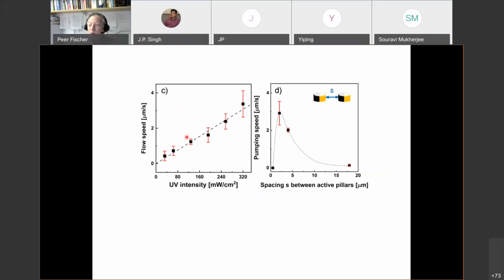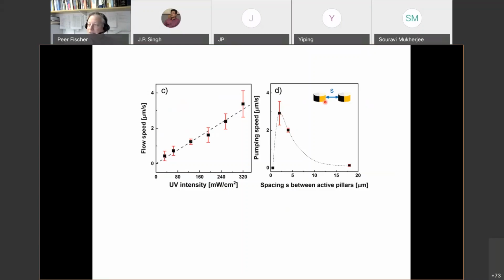So you get more flow because you have more reactions taking place, and that means more fluid flow. The next aspect that Ting Yu examined was the separation between these two posts. If the separation is very, very large, then we have very few posts and they will not generate any flow. But if we bring them closer together, then things start to pick up and we get a flow of a couple of micrometers per second, which is comparable to chemical pumps.